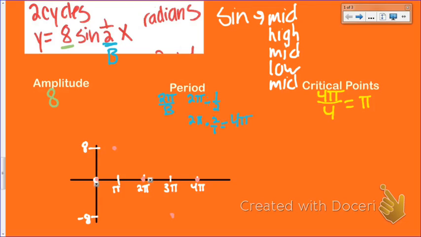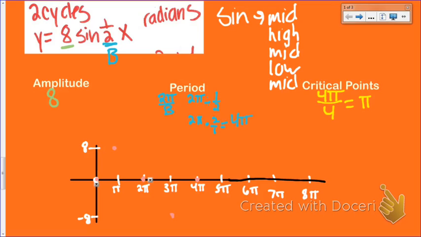So the next thing I need, it tells me in the original directions to graph 2 cycles. So I need to continue this graph. I can either continue to the left and go negative or continue to the right. It is completely up to you guys. But I'm going to continue this one to the right. These are easy values to count by. So after 4 pi, I'll be at 5 pi, 6 pi, 7 pi, and finally 8 pi before I complete my second cycle.